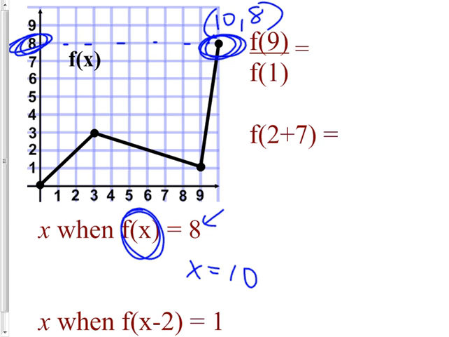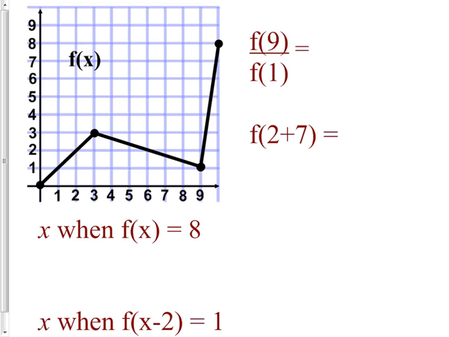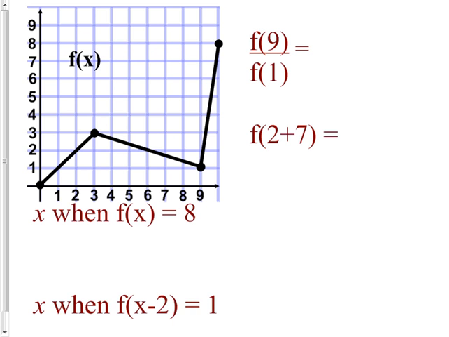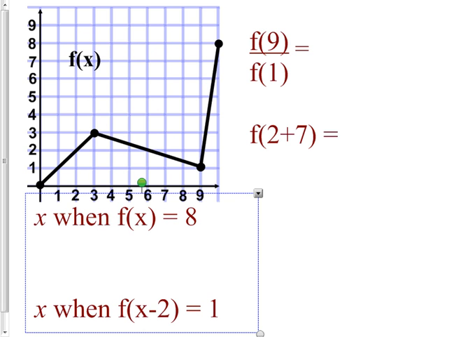All right, nice job. Now, usually only 2 people can figure out this next one, but your class has been above average so far. Maybe I'll get lucky. Try to figure out that last one there on the bottom. x when f of x minus 2 equals 1. Now give me a second. I've got to make sure I know what it is.